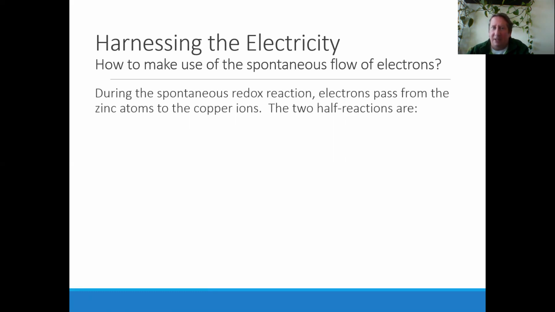So how do we make use of the electrons which are being transferred from zinc to copper and use that, say, to light a light bulb or to run a radio or something? How do we use it to generate electricity? During this redox reaction, let's remind ourselves, zinc was losing electrons, being oxidized, while the copper 2 plus cations were gaining electrons. They were being reduced.